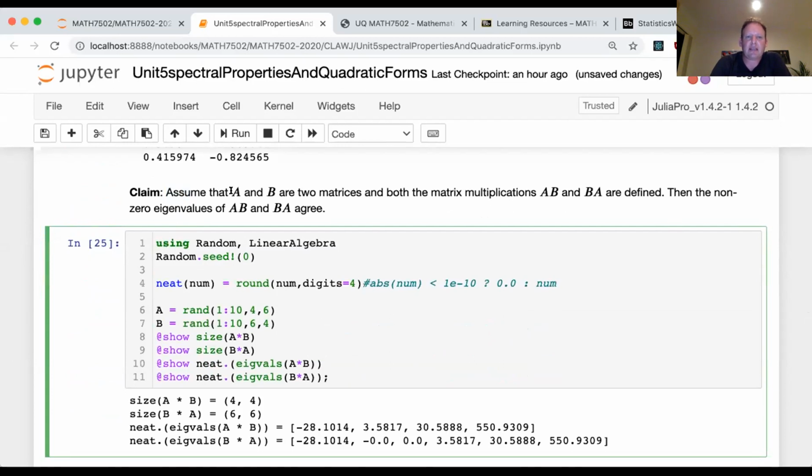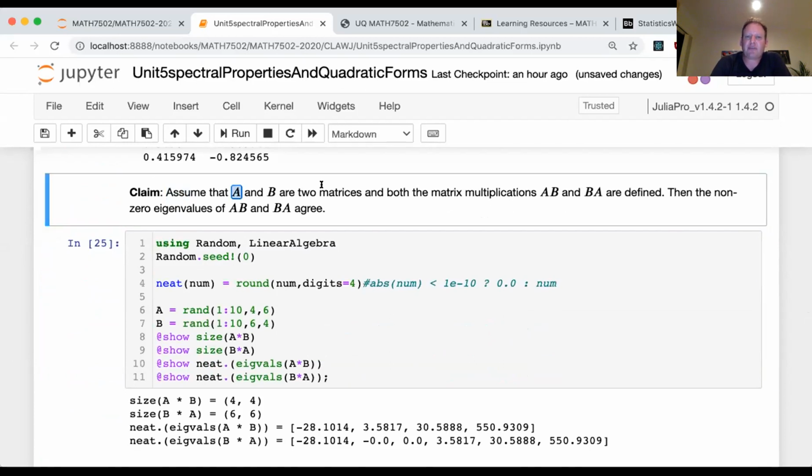So say we have 2 matrices A and B, and say that we can multiply AB and BA. What I mean by multiply is that we don't get a syntax mismatch error. That can happen if the matrices are square, but it can also happen if they're rectangular with the same dimensions. You'll see the example in a second.